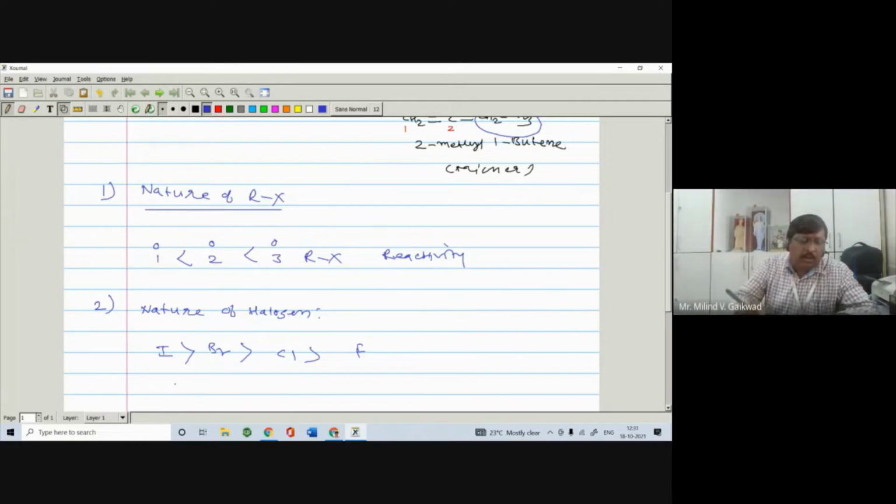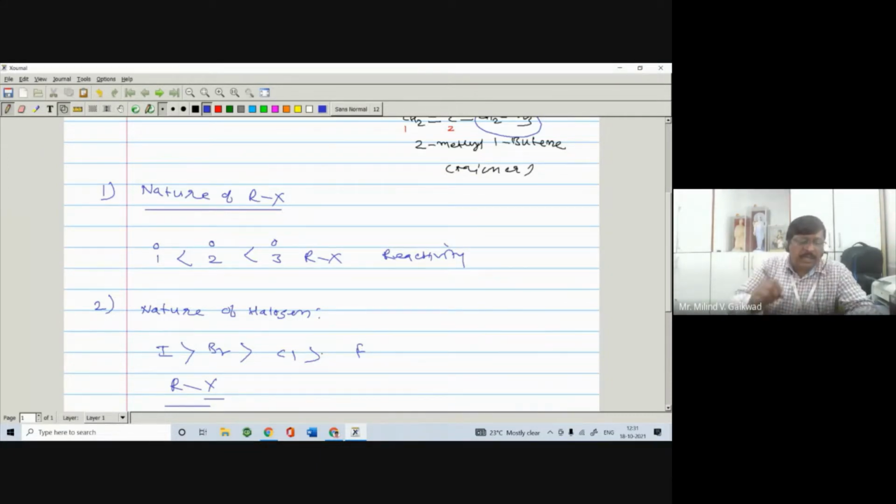Iodine is a good leaving group, so it can be removed very easily as compared to bromine and chlorine. Remember, when all the alkyl halides are the same, meaning R-X where only X is changed, iodine is found to be more reactive as compared to bromine and chlorine. It can undergo easy elimination as compared to the remaining ones.